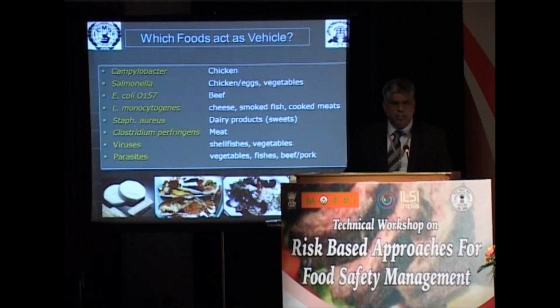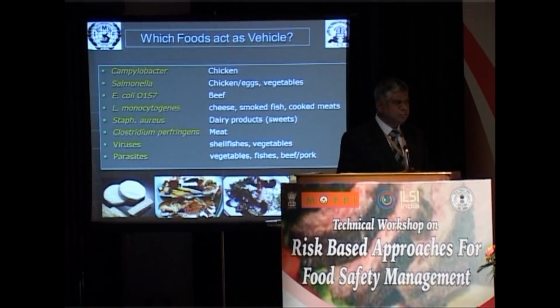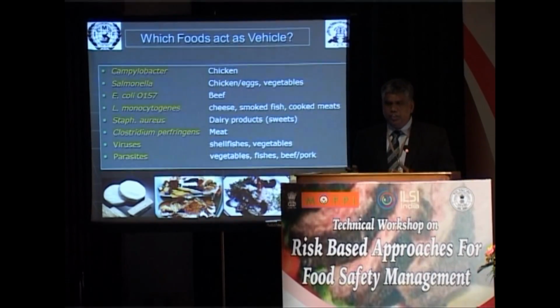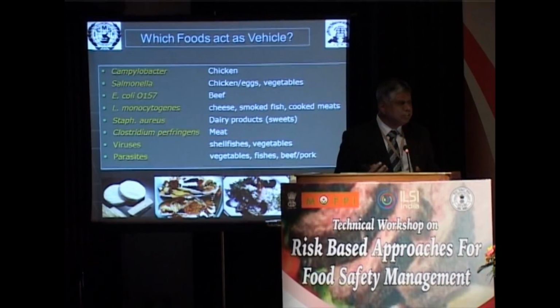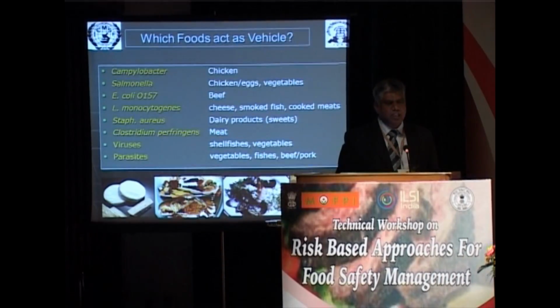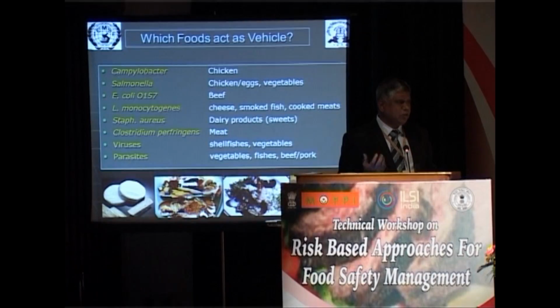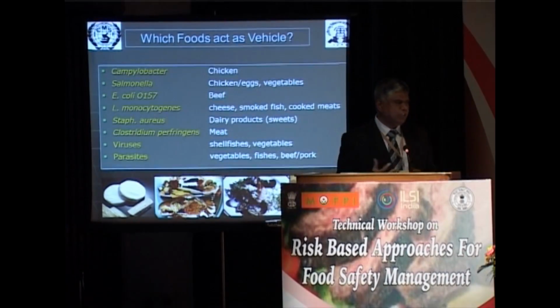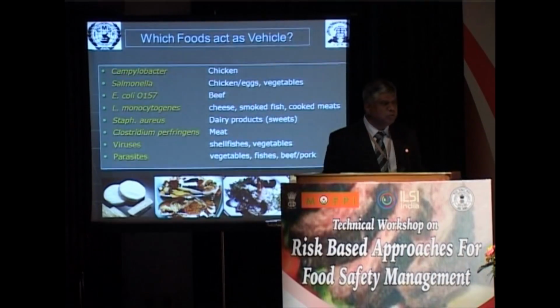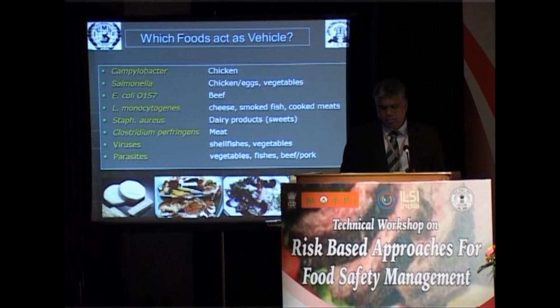We in India know that Staph aureus intoxications are often associated with unhygienic handling of sweets and improper storage, thereby causing intoxications. Clostridium perfringens has an affinity for meat. It requires all the essential nutrients which are provided by meat for its growth. And viruses are mostly associated with fresh produce as well as shellfishes.